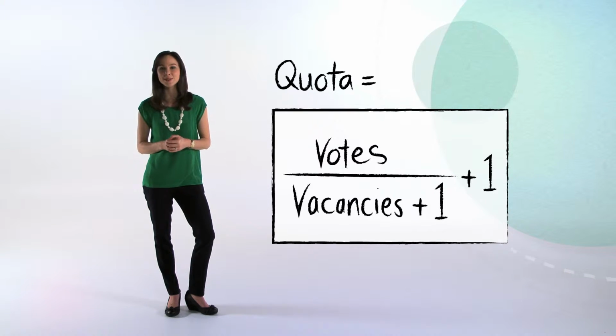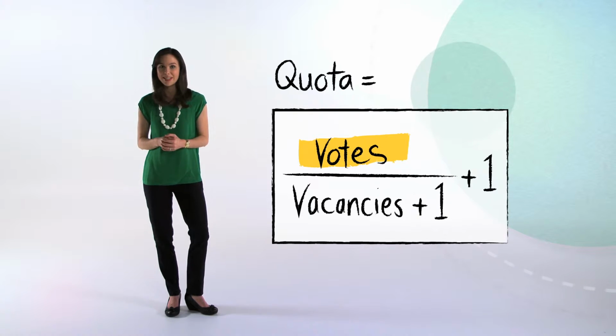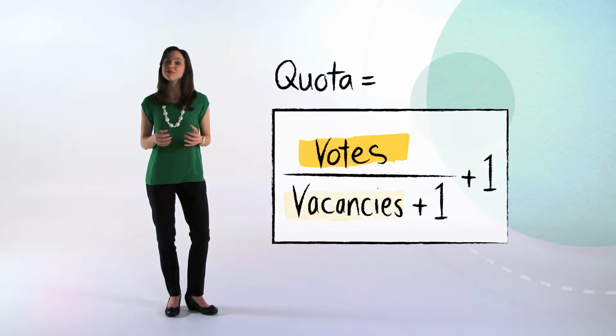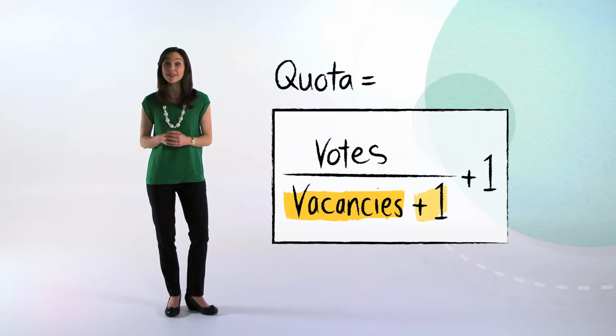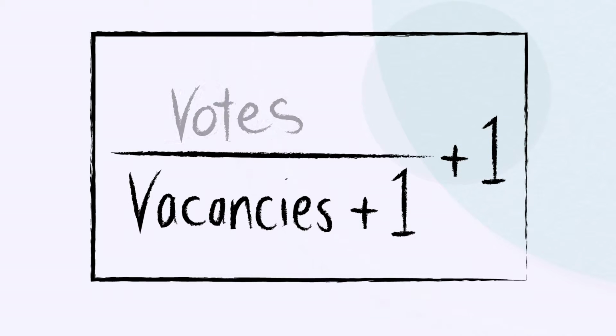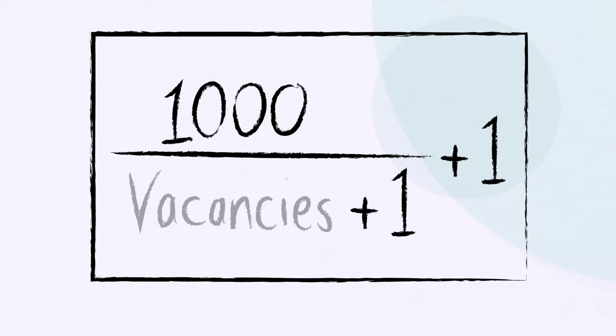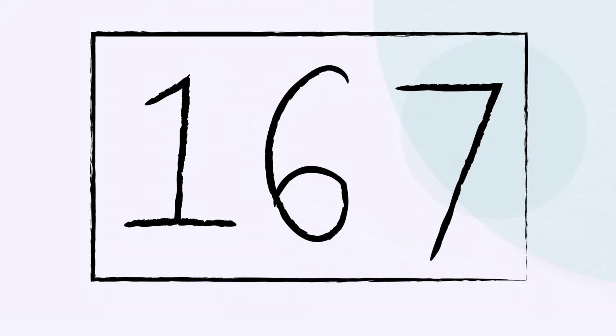The formula is calculated by dividing the total number of formal votes, meaning a vote that's been correctly cast, by the number of vacancies. That's the number of candidates to be elected, plus 1. Then we add 1 to the total. For example, if you had 1,000 formal votes and 5 vacancies, a candidate would need a quota of 167 votes to be elected.